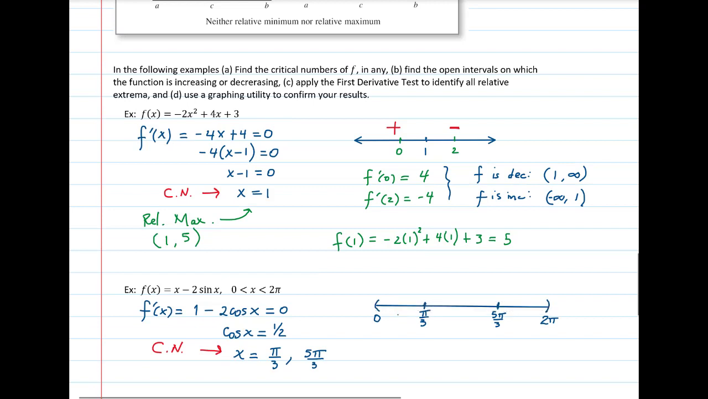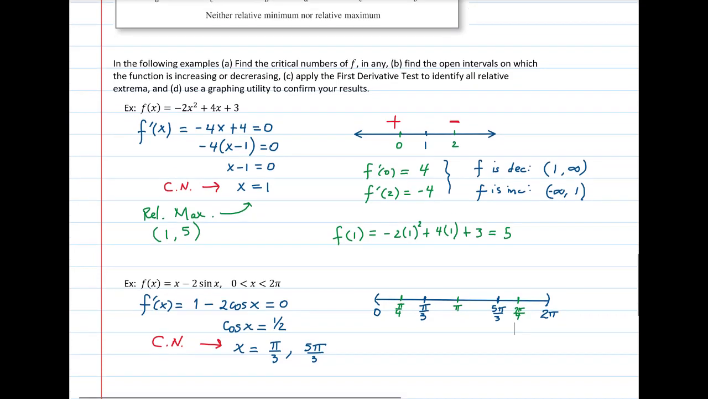Here we have our critical numbers, and now we plot those onto our number line, just like we've done before, and we're going to choose some test values within each interval. Always try to pick values that are easy to evaluate. So I'm choosing pi fourths between 0 and pi thirds. Then between pi thirds and 5 pi thirds, pi is in the middle of it. And then I'm going to choose 7 pi fourths between 5 pi thirds and 2 pi. Those should be fairly easy to evaluate in our first derivative, which is our next step here.